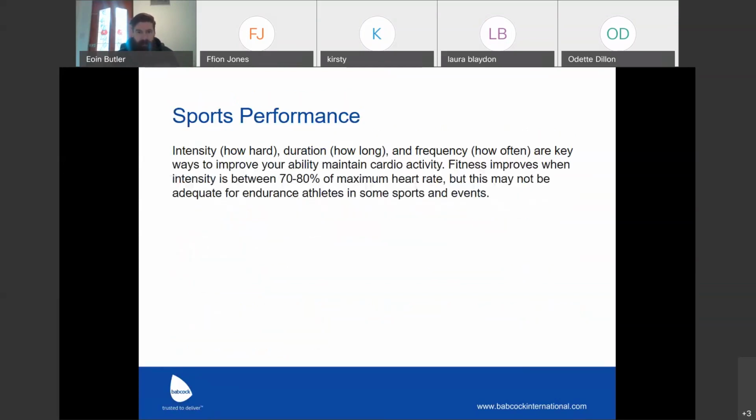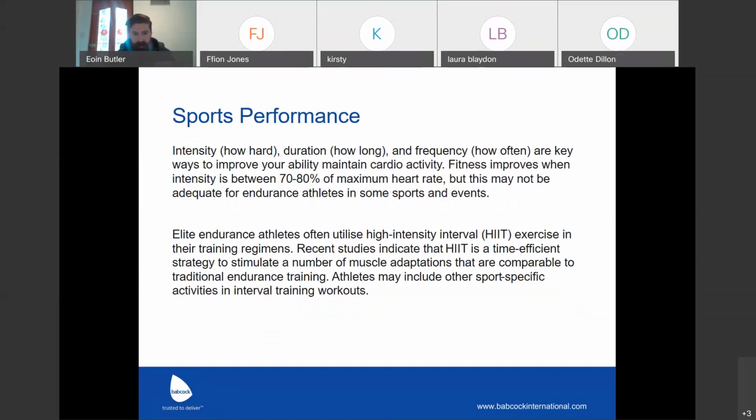So the intensity, how hard, the duration, how long, and the frequency, how often, are key ways to improve your ability to maintain cardio activity. Fitness improves when intensity is between 70 to 80% of maximum heart rate, but this may not be adequate for endurance athletes in some sports and events. Elite endurance athletes often utilize high-intensity interval exercise in their training regimes. Recent studies indicate that HIIT is a time-efficient strategy to stimulate a number of muscle adaptations that are comparable to traditional endurance training. Athletes may include other sport-specific activities in interval training workouts.